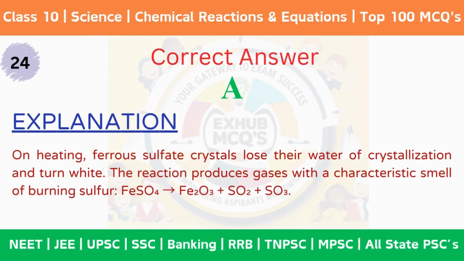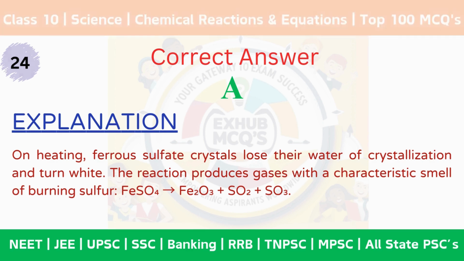The correct answer is option A, green crystals turn white. Explanation. On heating, ferrous sulfate crystals lose their water of crystallization and turn white. The reaction produces gases like sulfur dioxide and sulfur trioxide, which have a pungent smell.